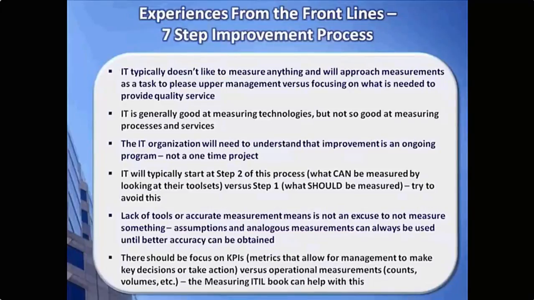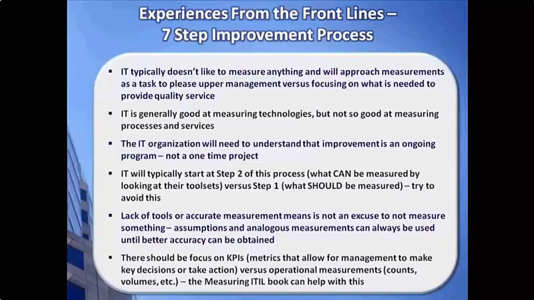As you start the 7-step improvement process, watch out for this trap. Many people in IT typically start at step 2 of that process, not step 1. Step 2 of that process, if you look at the chart of questions that's included in the ITIL books, will say what can be measured, instead of step 1, which says what should be measured. In other words, what IT is doing is saying, well, gee, we need to take some measurements, so let's look at our tool set and let's see what metrics come out of those tools, and that's what we're going to put in terms of metrics.